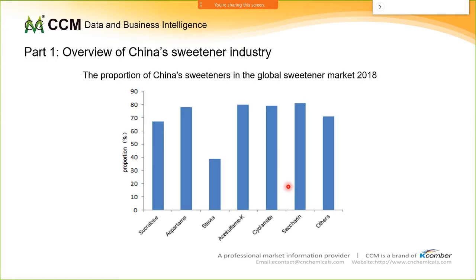First, let's have a brief review of China's sweetener industry. China is the major producer of sweeteners. China's saccharin, acesulfame, cyclamate, aspartame production and other artificial sweetener products account for a relatively high proportion in the global market. In 2018, the total market size of China's artificial sweeteners, natural sweeteners, and sugar alcohol was more than 6 billion yuan, around 850 million US dollars, and the total output exceeded 100,000 tons. By the way, the sweeteners referred to in the webinar include artificial sweeteners, natural sweeteners, sugar alcohol, and starch sugars, but do not include sucrose.